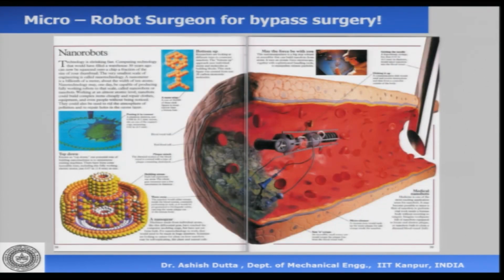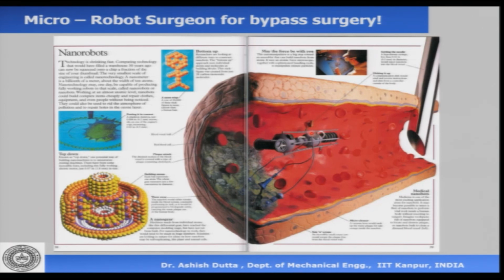Surgery. This is another case where robots are expected to make a great impact. For example, bypass surgery, where if you have an artery which is blocked, essentially a robot can be inserted and the robot can go and drill and make a clearance of whatever is blocking the artery. So this is another area. We are already in this.